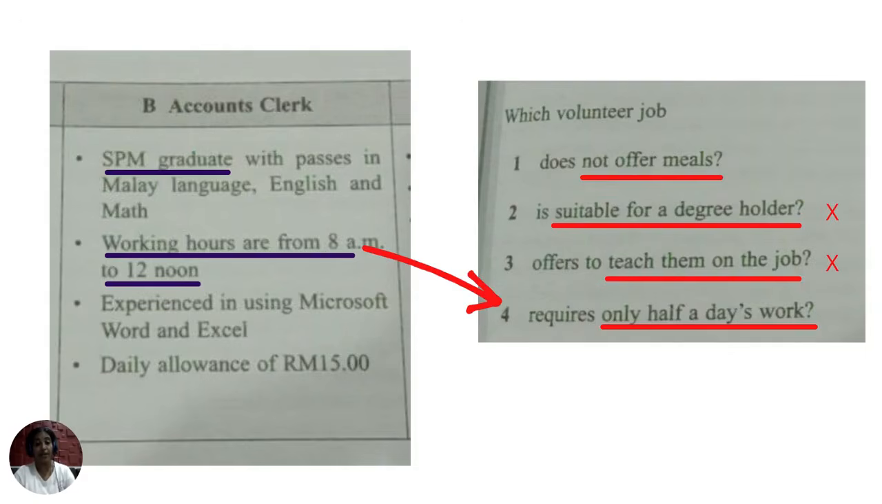Number four requires only half a day's work. Half a day's work is 4 hours, so it really matches. Working hours are from 8 a.m. to 12 noon, which is 4 hours. So it is a half a day's work. Does not offer meals? Yes, it does not offer any meal. So B is actually match for question number 1 and number 4.